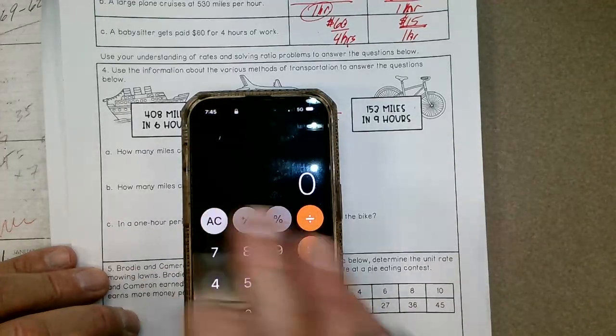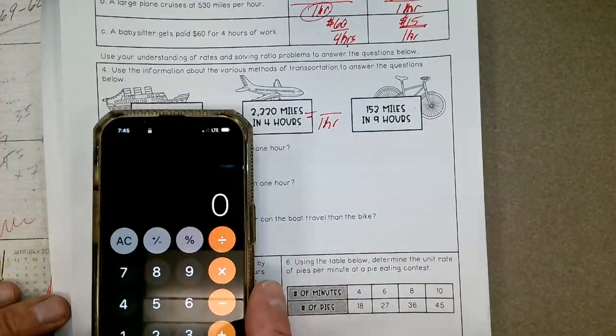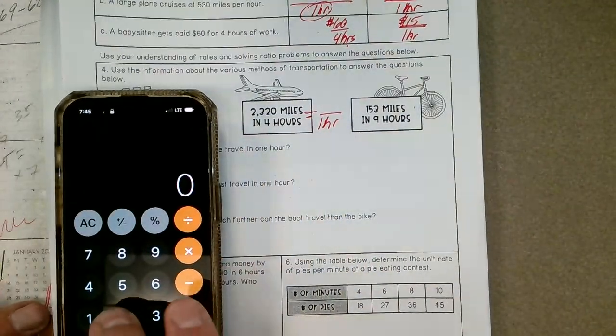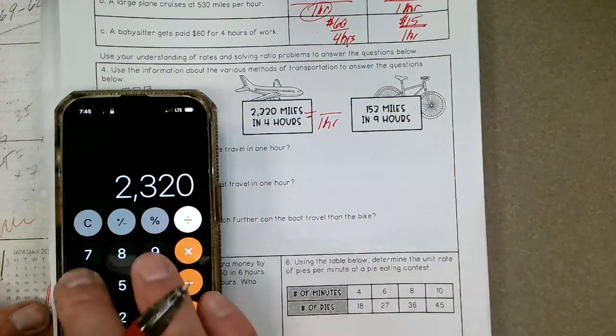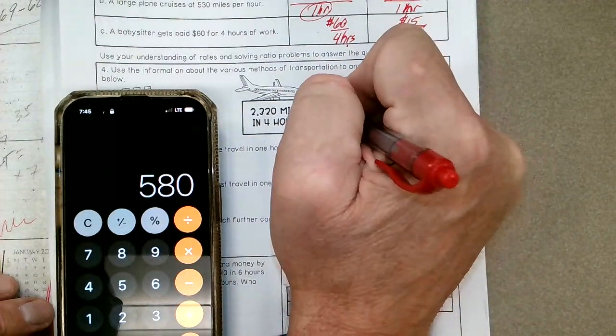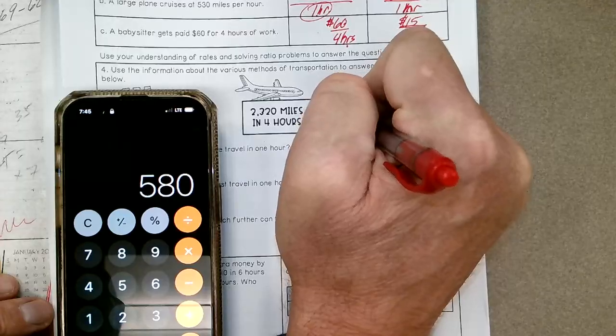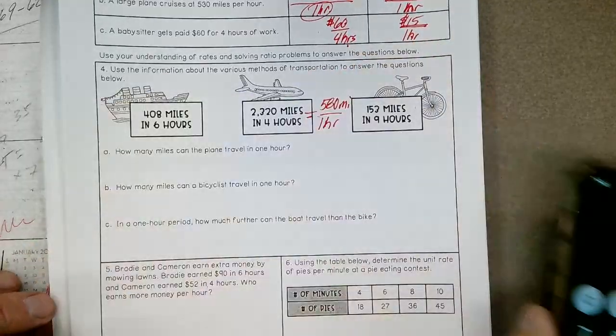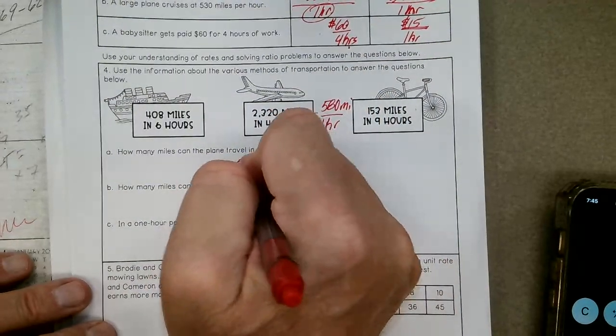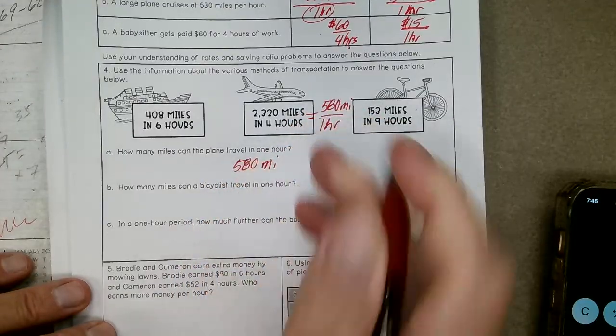And when I do, I guess I should leave my calculator on. I like to use the phone because you can see it a little bit better. 2320 divided by 4 is 580 miles per hour. So 580 miles.